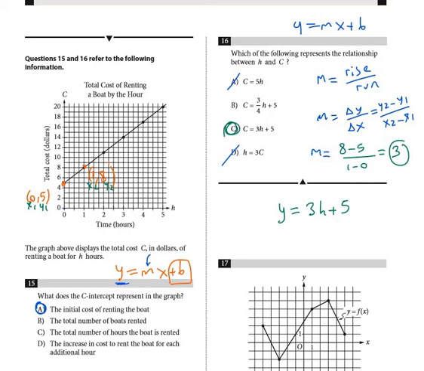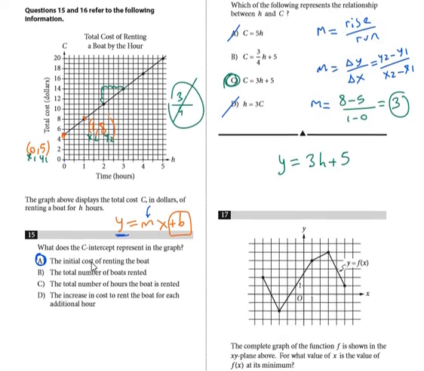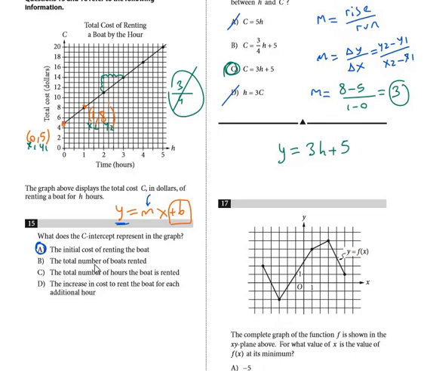But if you count rise over run, rise is 1, 2, 3, and run is 1, 2, 3, 4. 3 over 4, and this is actually wrong because run is not given to scale. Let's go to question number 17.